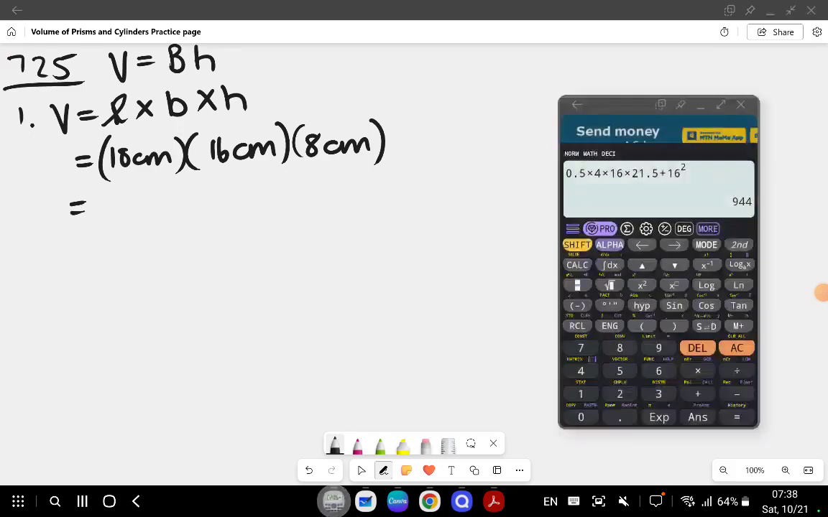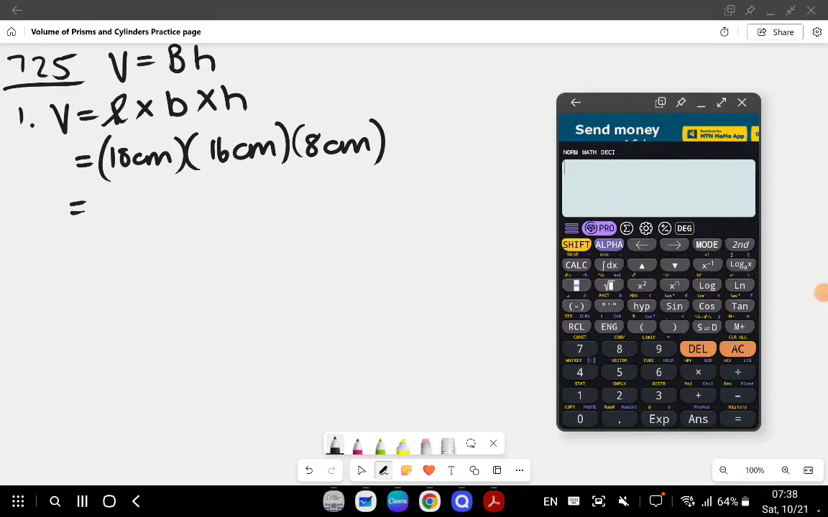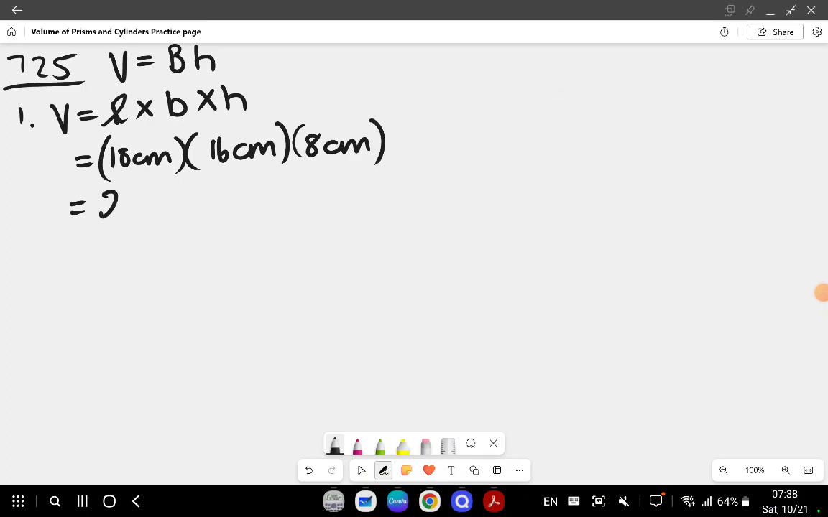And then I bring up my calculator and I'm going to say 18 times 16 times 8, 2,304 centimeters cubed.